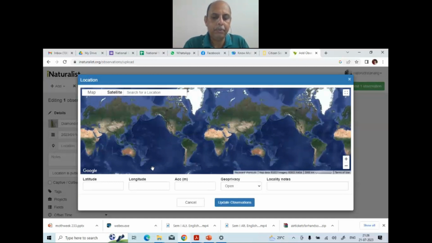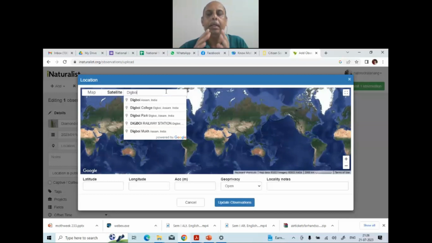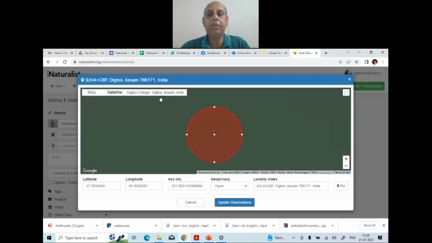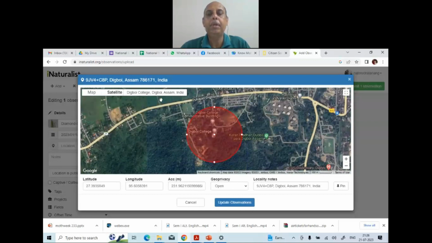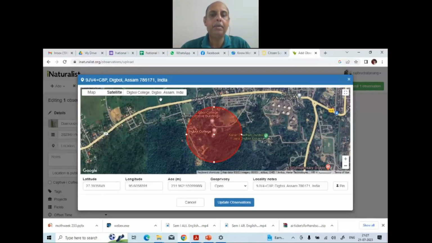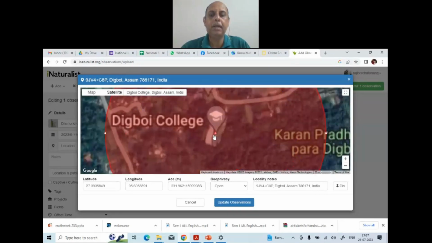Automatically, Google Earth will come out. There you see the map, the satellite, and another button called search for a location. You type here Digboi, suppose you know the place Digboi, because this name is already there. I click, and automatically it takes us to that particular location. I want to increase the zoom on the location.